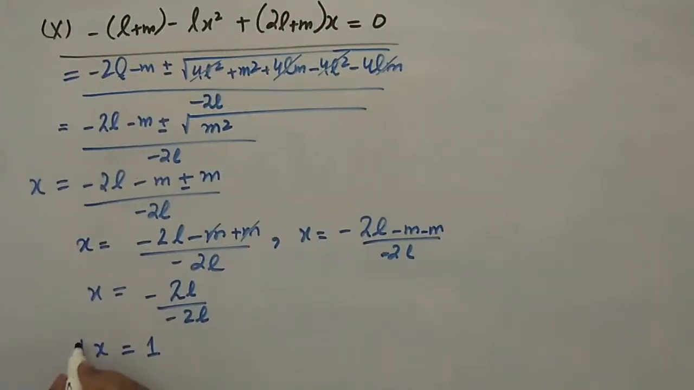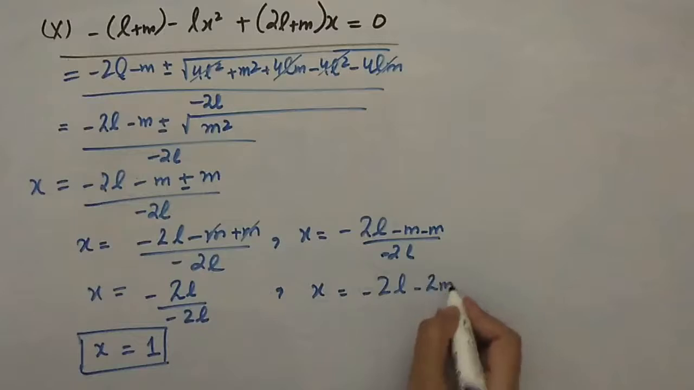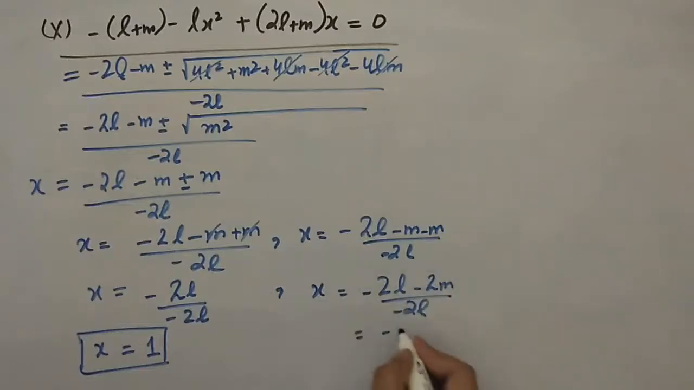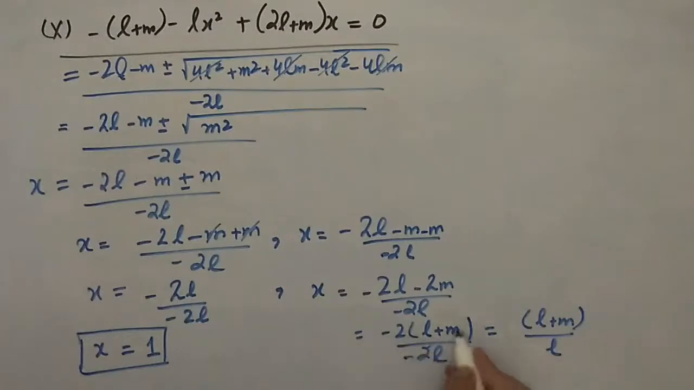Okay, and here we have minus minus plus 2m minus 2l. Take minus 2 common, we will get l plus m over 2l. 2 will cancel with 2, so minus l plus m over minus l. Okay, this is minus, so minus and minus cancel. Here minus 2 will cancel, so l plus m over l. That is the value of x.